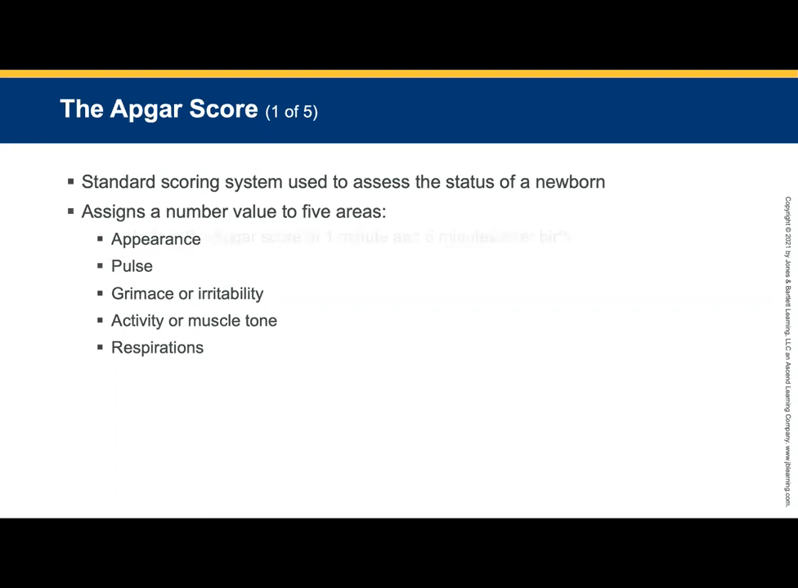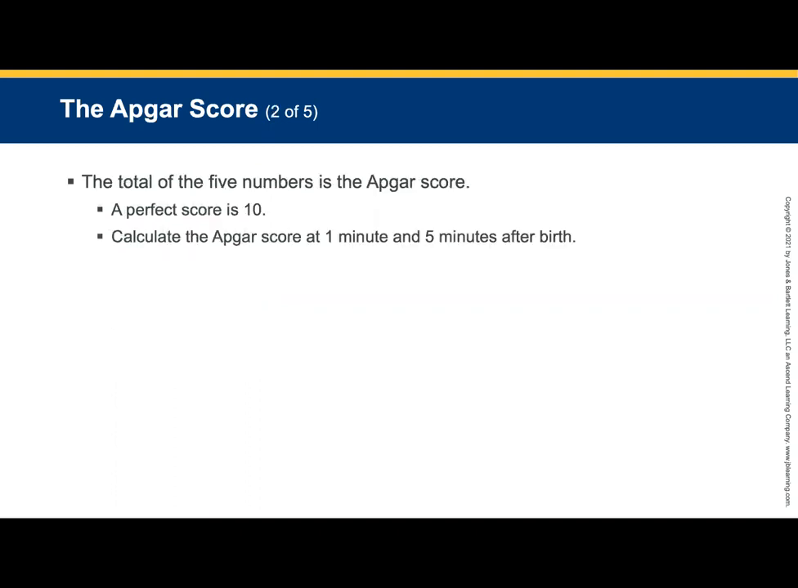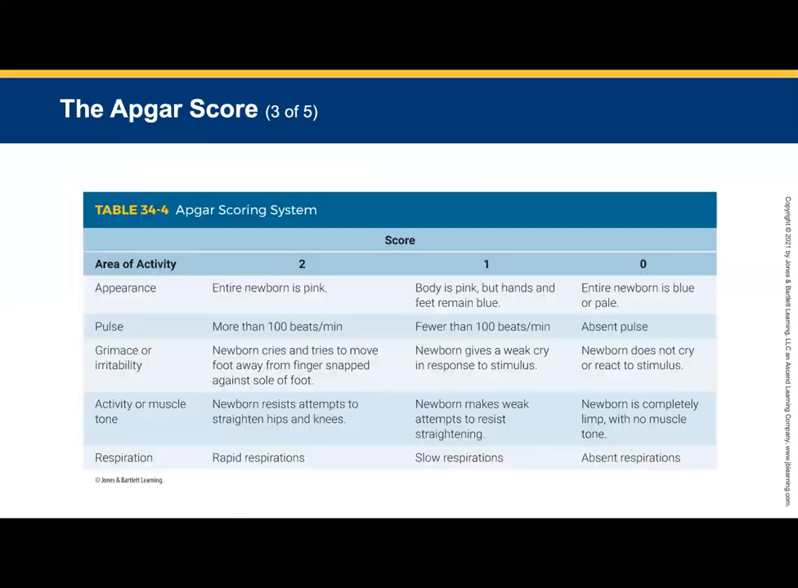There's a chart coming up. The total of the 5 numbers is the Apgar scale. Calculate the Apgar at 1 minute and then 5 minutes after birth. The highest that they can get is a 10. So here is our score. You can get a 0, 1, or 2 in those areas. You start with appearance, where the body is pink but hands and feet remain blue. That would be a 1. And you trickle back down through here. But again, that's 2, 4, 6, 8, 10. So they got 2s all the way down here.